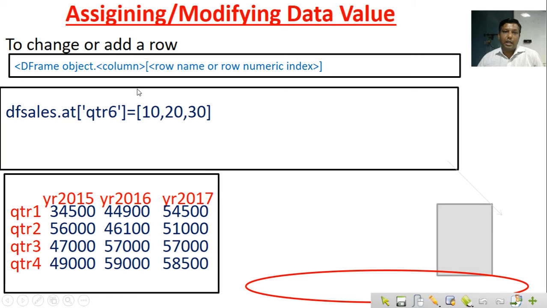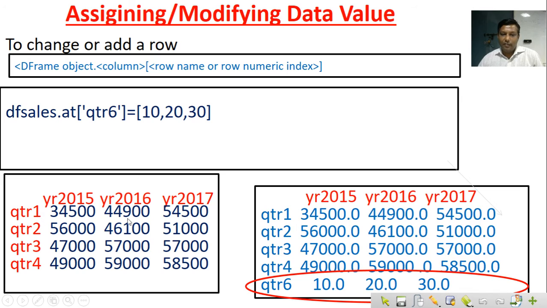To change or add a row, look here at quarter 6, qtr 6, we are writing 10, 20, 30. So it will add the value 10 for the first column, 20 for the second column and 30 for the last column, and the new row quarter 6 will be added.